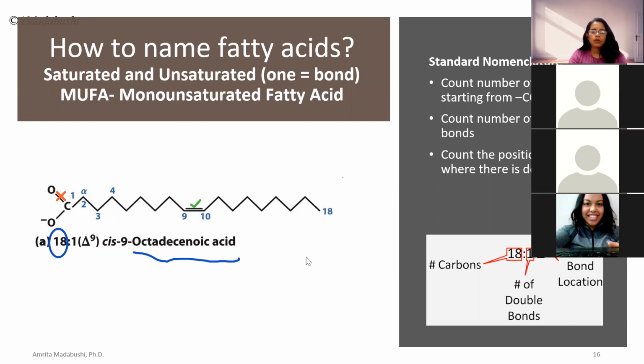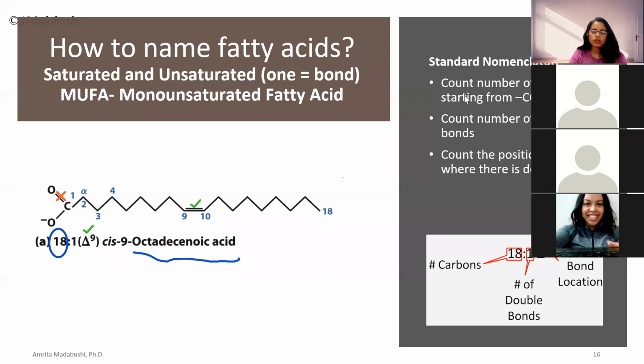Okay. So we know there is only one. So we put it over here. And then delta indicates the position. Position of what? Delta indicates the position of the double bond. So the position of the double bond starts at 9. So we put 9 here. And you don't have to worry about cis at this point. All you need to worry about is this front part. Okay. And that's what is written over here.